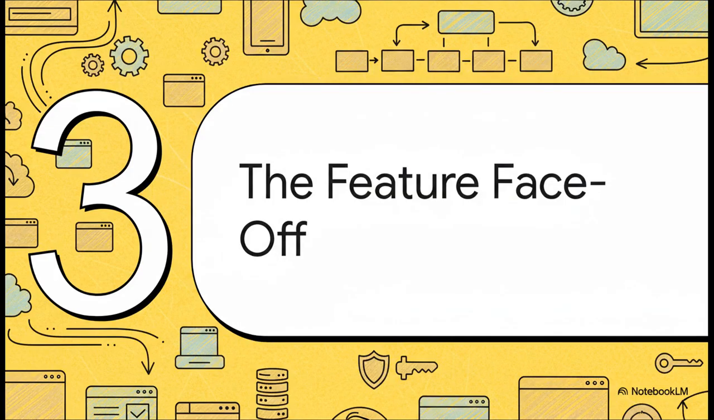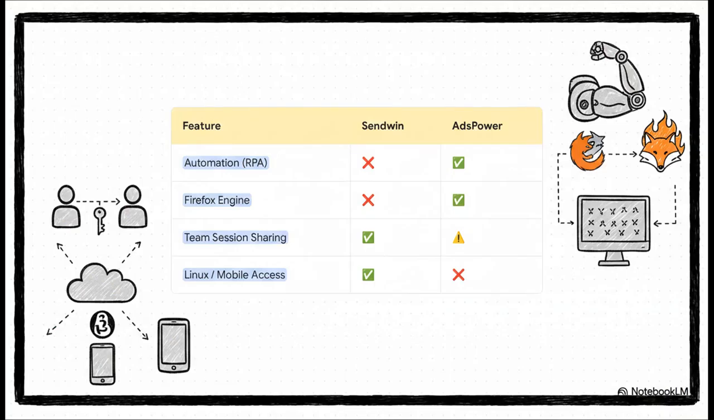Okay, so we get the big picture, right? Desktop versus cloud. Now let's see how that core difference actually plays out in the features you're going to use every single day. This table really lays it all out, doesn't it? Look at Adspower. Because it's this beefy desktop app, it can offer things like built-in robotic process automation, or RPA. That's huge for automating tasks. It also gives you a Firefox engine option. But then look at Sendwin. Because it's cloud-native, it absolutely crushes it when it comes to team collaboration and access. You can share a logged-in session without ever giving away a password. And you can use it on any device, even Linux, which Adspower just can't do.